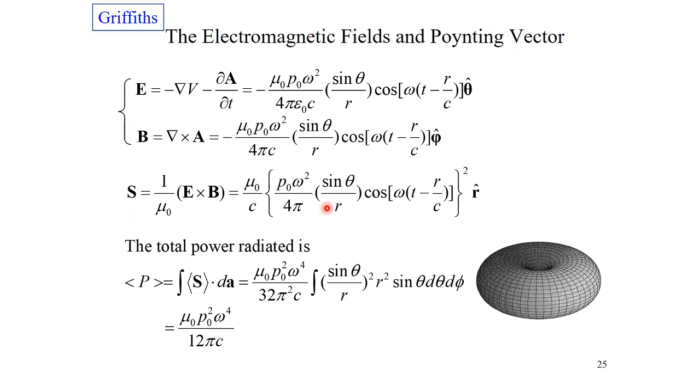Okay, so the Poynting vector will be in the r direction. The total power radiated, the Poynting vector integrated over the whole surface, will be mu 0 p0 squared omega to the fourth divided by 12 pi c. That's the total power radiated. So it is proportional to the frequency to the fourth power and the dipole moment squared.